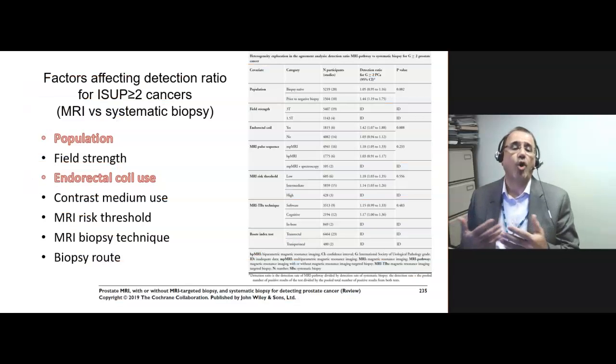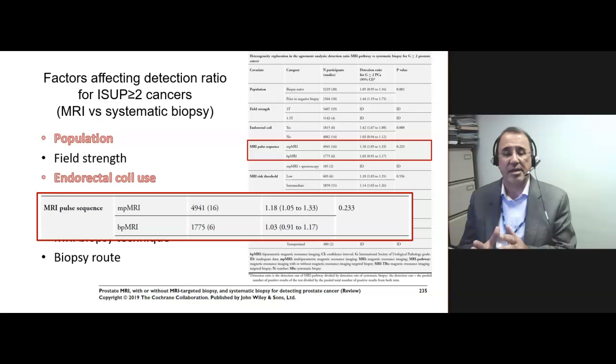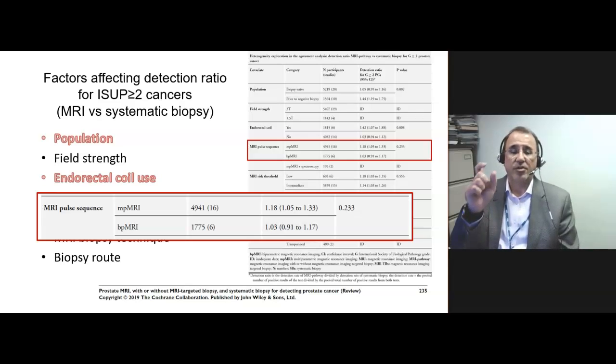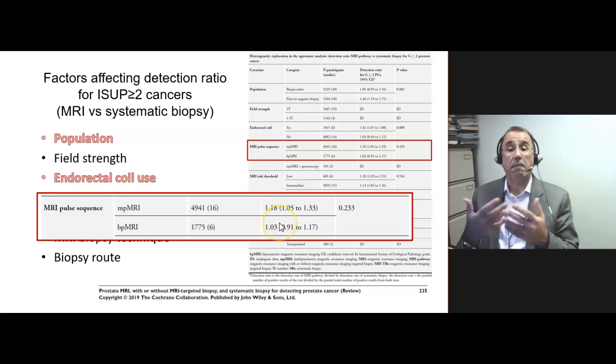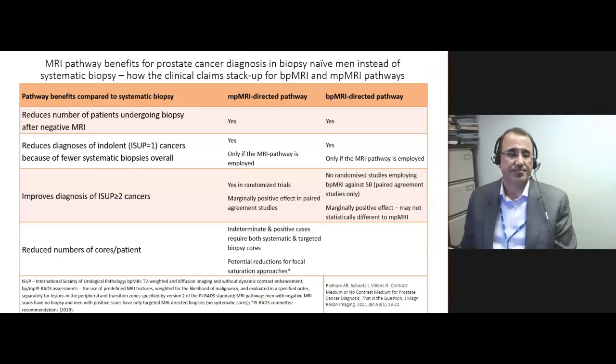And in fact, this was also shown by the Cochrane review. The Cochrane review also showed the same thing, that the detection ratio, the ratio between the detection of clinically significant cancers using a multiparametric approach versus a biparametric approach compared to a systematic biopsy is greater for the multiparametric approach, although this is not statistically significant, but it is detectable. So what we can say is that the biparametric MRI only has a marginal positive effect.